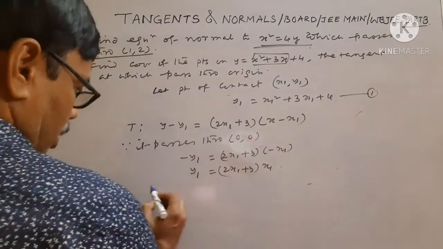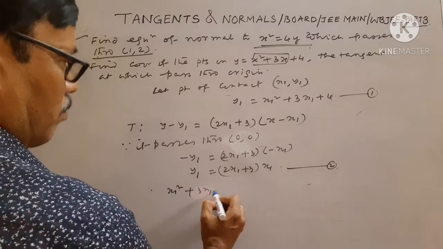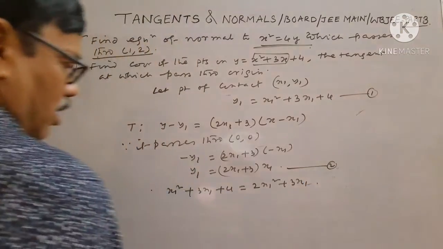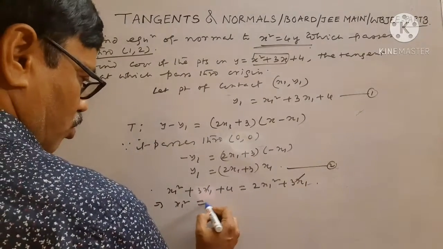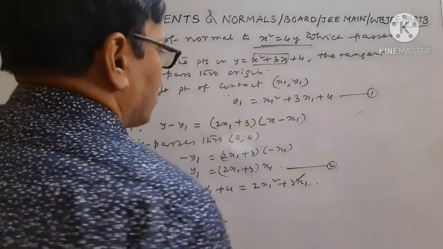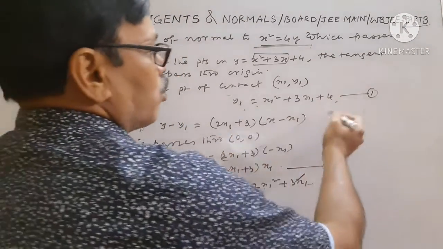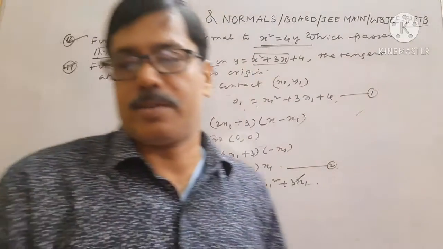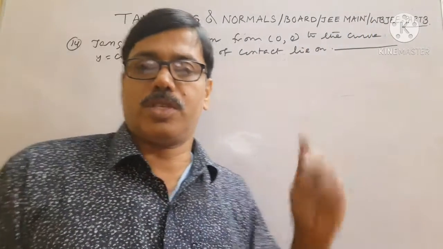Now what is y1? This is 2. So x1 square plus 3x1 plus 4 equals 2x1 square plus 3x1. So finally we are getting x1 square equals 4. So x1 equals plus or minus 2. If we put x equals 2, we get y, and if we put x equals minus 2, we get y. So there are 2 points of contact. Exactly the same problem. Now one more similar problem.